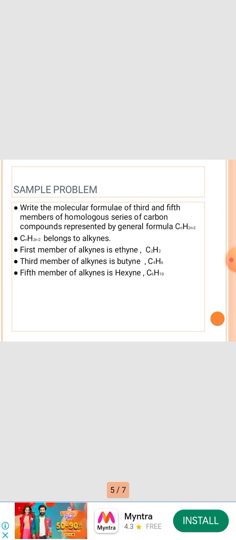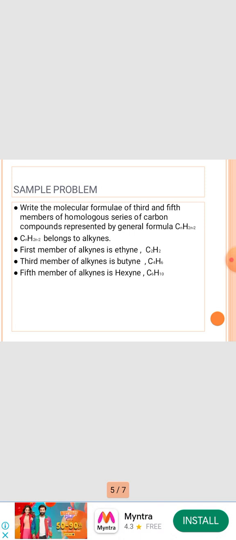There's one sample problem. Write the molecular formula of the third and fifth members of the homologous series of carbon compounds represented by the general formula CnH2n minus 2. First of all, we should identify which functional group it refers to. It refers to alkynes. The next question is the third and fifth member. We know that for alkynes the first member would be ethyne. So he's asking for the third member.